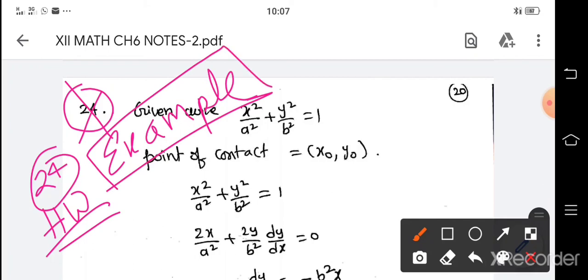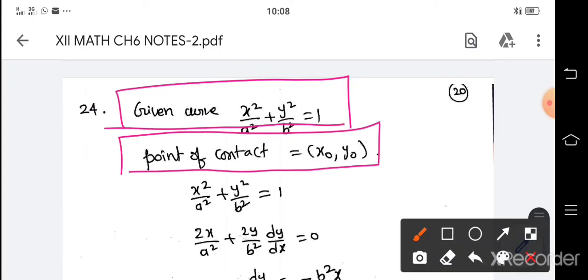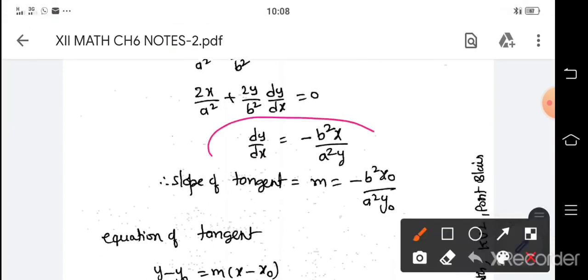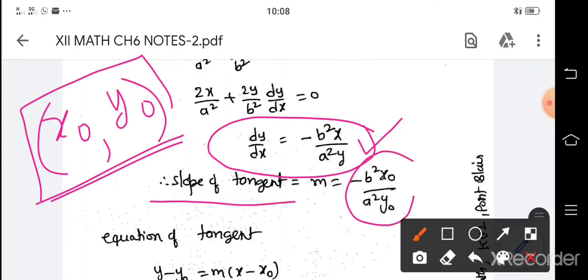Okay, look at this. The given curve is x square by a square plus y square by b square is equal to 1. Let the point of contact be x naught, y naught. Differentiate: 2x by a square plus 2y by b square into dy by dx, due to chain rule, is equal to 0. So the dy by dx we get, after moving everything to one side, is minus b square x by a square y. Since they gave us x naught comma y naught as the point of contact, at this point they asked us to find the equation of the tangent and normal. We get the slope of the tangent like this.